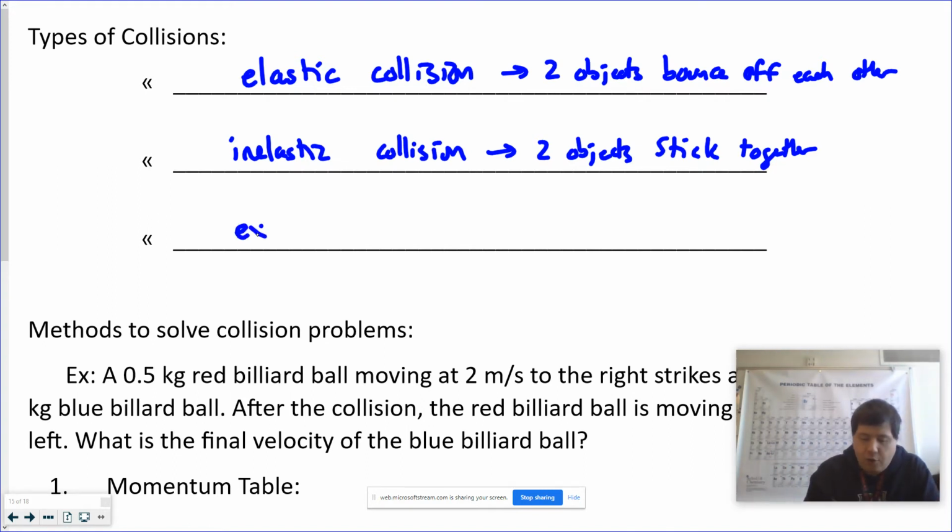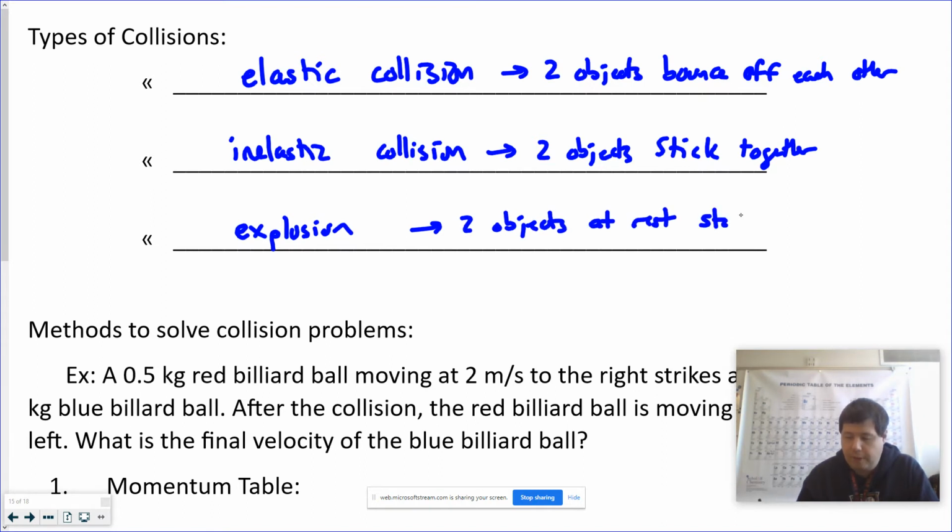The other type is you got an explosion. And in an explosion, two objects at rest start moving. And what's really cool is that conservation of momentum helps us understand how an explosion can work, right? If I have two objects just sitting here and then they explode, they both can't go the same direction, because then momentum would not be conserved. You'd have momentum just coming out of nowhere. So the key here is in an explosion, the two objects have to go opposite directions, which is really neat.